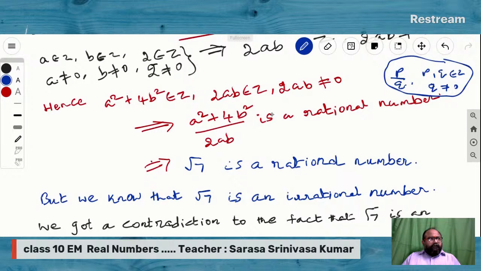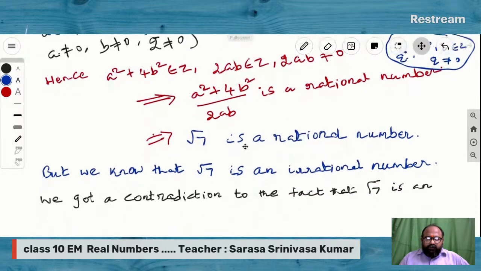When the right hand side term a square plus 4b square by 2ab is a rational number, we can conclude that the left hand side term square root of 7 is also a rational number. That is, we got that square root of 7 is a rational number. But in the previous classes, we have already proved that square root of 7 is an irrational number. We know how to prove that. We have already proved that.